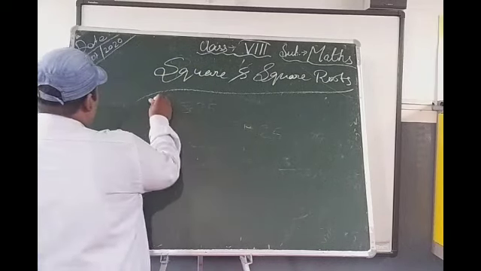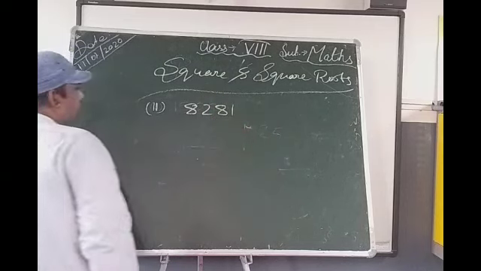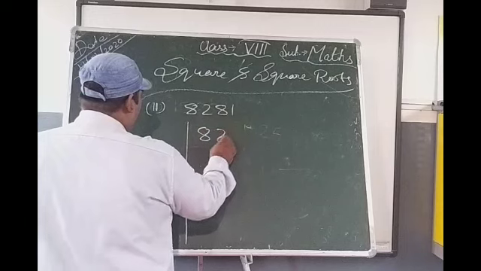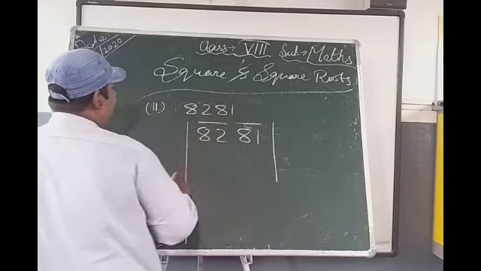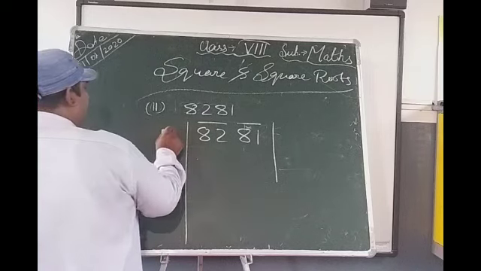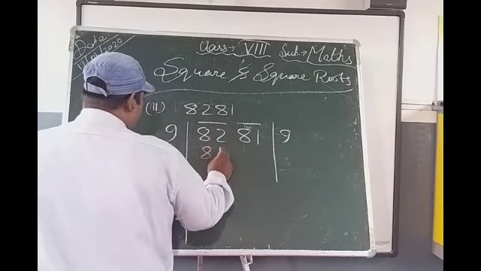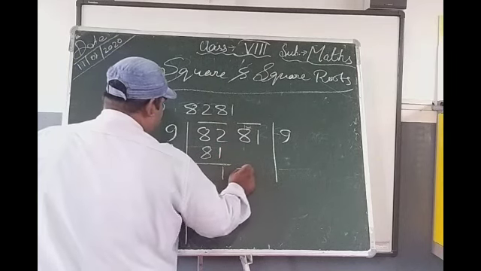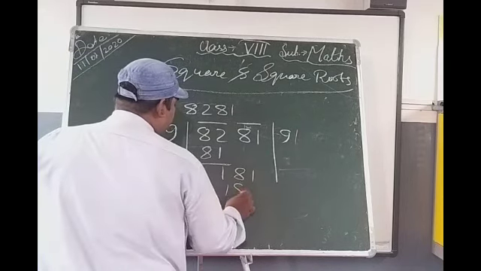Suppose that our number is 8281. The same thing we have to do. Two-digit pairs we will make. There is no single digit, it is an even number of digits. 81 and 82, 181. 181 means we write 1, then it will be clear.